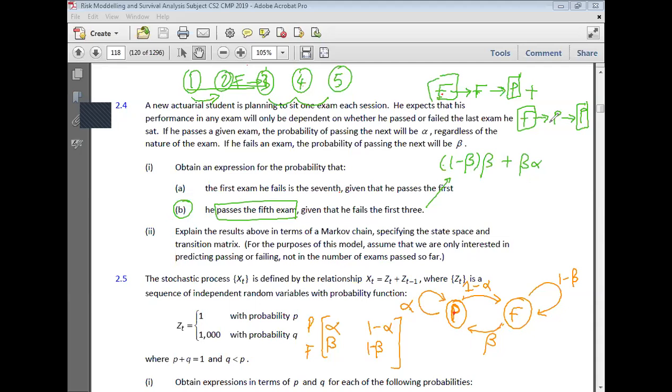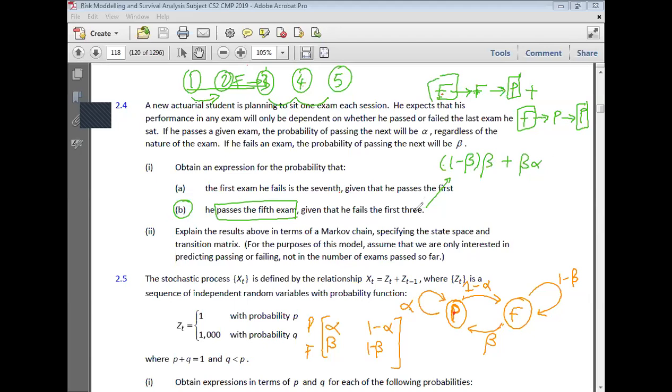But again, the number of terms that you will have, the number of probabilities that you will have is the number of transitions that you make. And the number of transitions that you make is always one less. So if you have F, F and P, you only make one transition from third to fourth, and then from fourth to fifth, you make another transition.